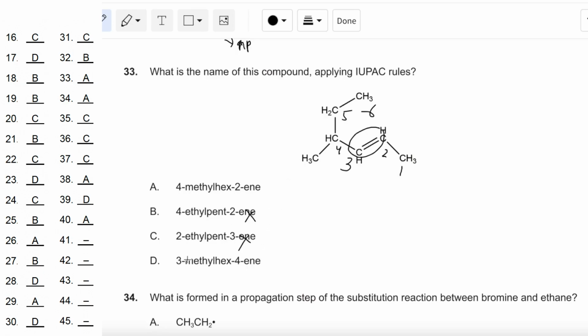Alright, so A and D. What about this? So 1, 2, 3, 4, methyl. 4 methyl, hex 2-ene.